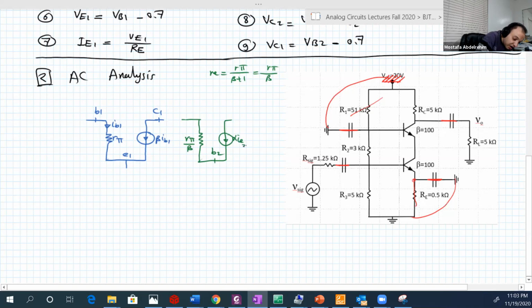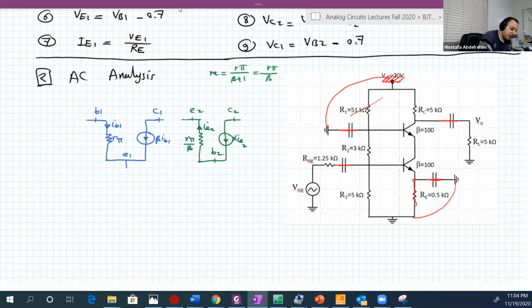Here is alpha IE2, and IE, remember, is flowing from the base to the emitter, so this is the emitter 2, and here is collector 2. Let's now draw the rest of the circuit. So let's start with base 1.